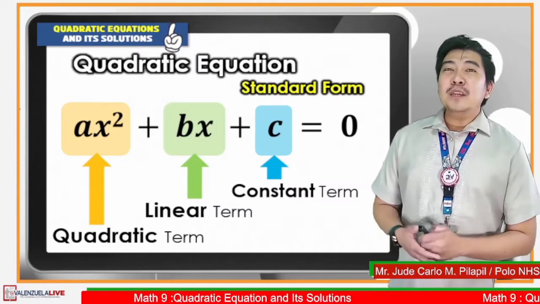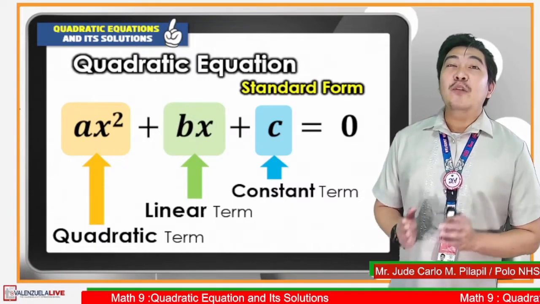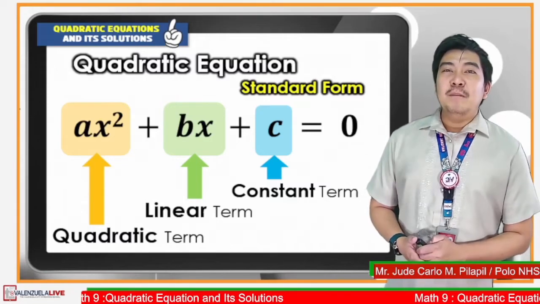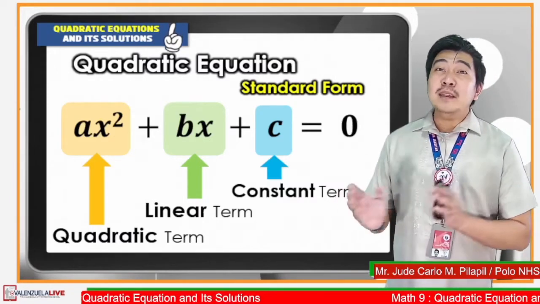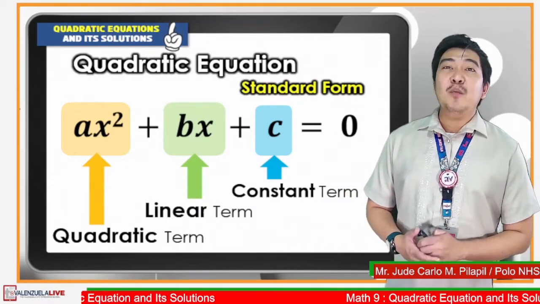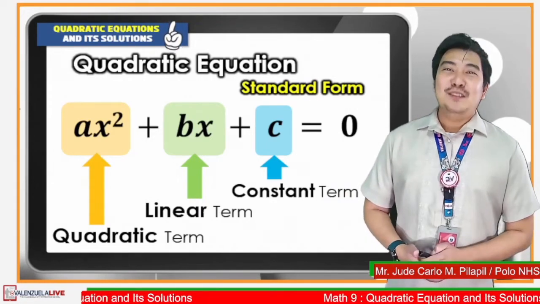It is important to consider the order of the exponents. It should be arranged in descending order, meaning from the highest exponent down to the lowest exponent. And the other side of the equation must be equal to 0.